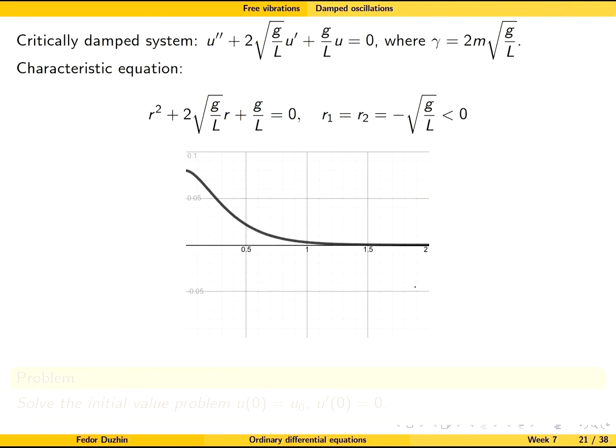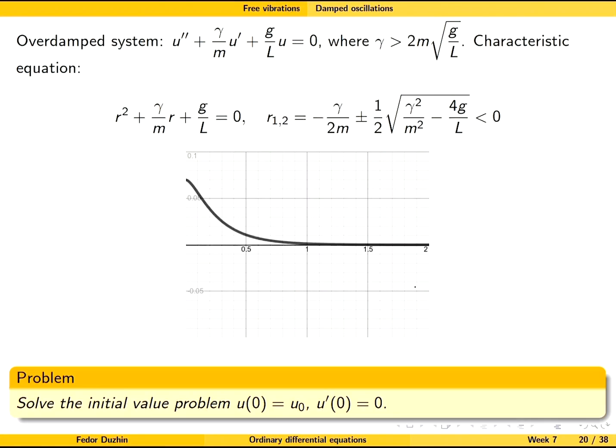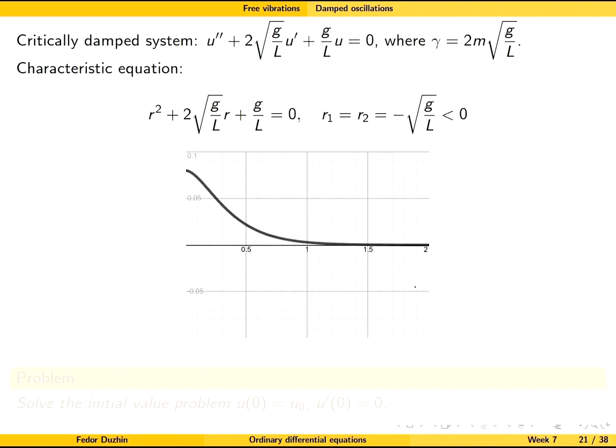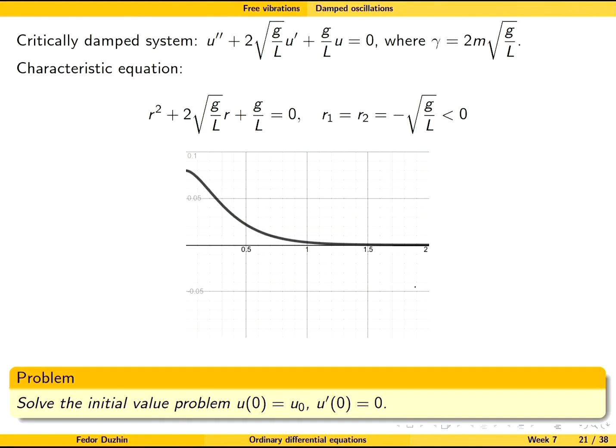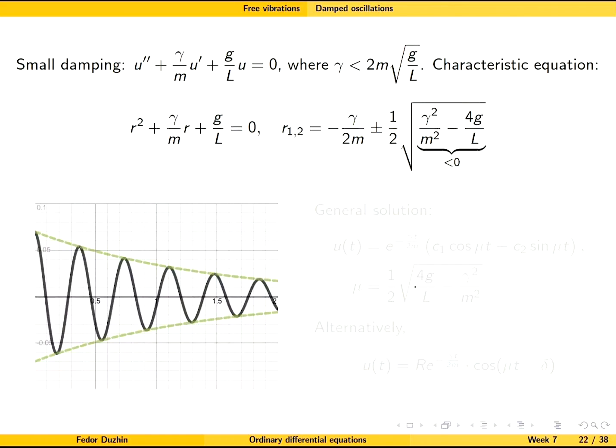Then the critically damped case is pretty much the same. Only in the critically damped case, the solutions approach 0 slightly slower than in the overdamped case. So if you compare the two plots, there is hardly any difference. Again, I suggest that you try to solve the initial value problem for the critically damped case too. The interesting case is when we have oscillations.